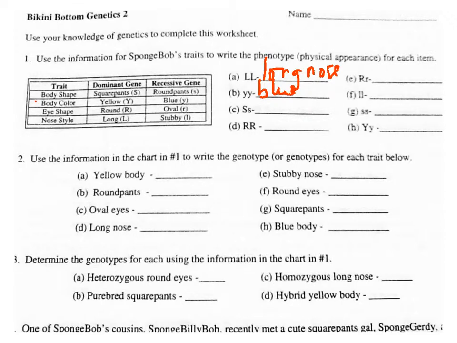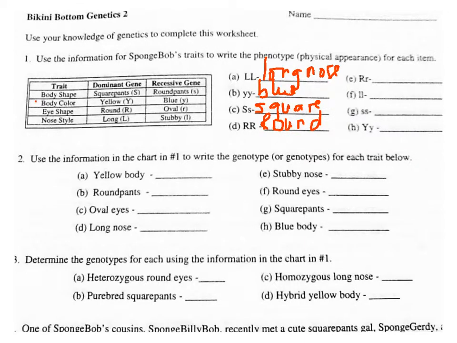So S is body shape, big S is square pants, little s is round pants. We have one of each. The dominant is going to mask the recessive, so he's going to have square pants. Big R, that stands for eye shape. Round is big R, oval is little r. Since we have two dominant alleles, it's going to be round.